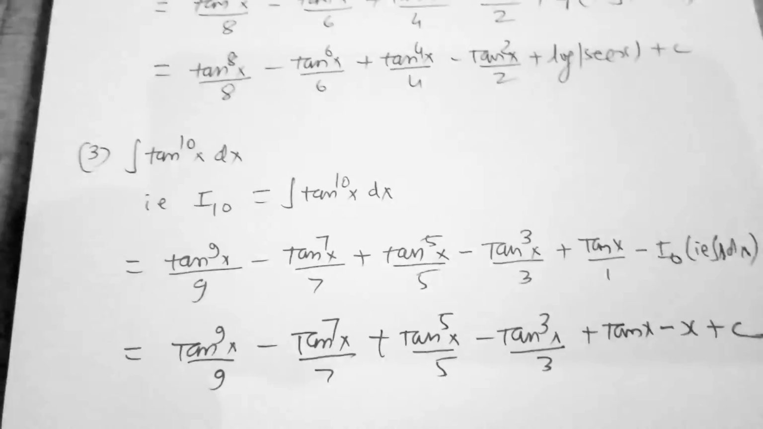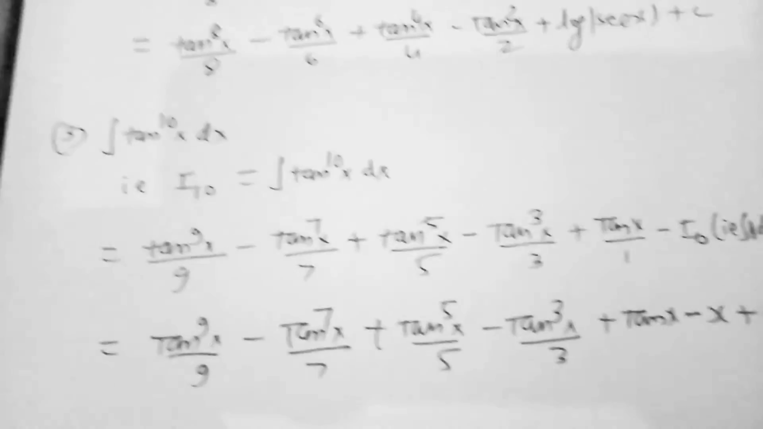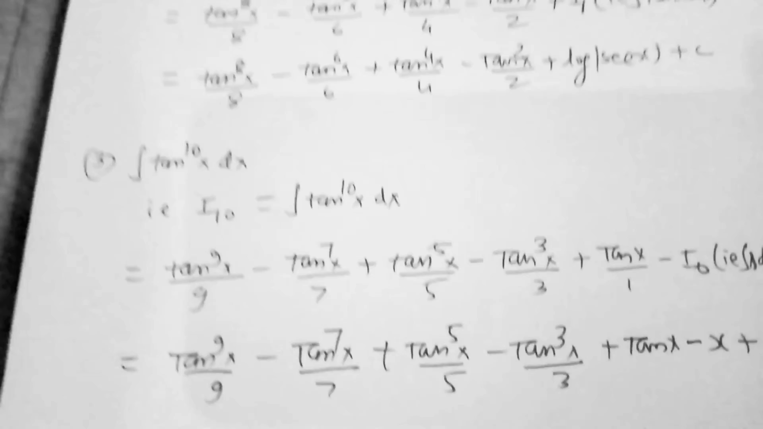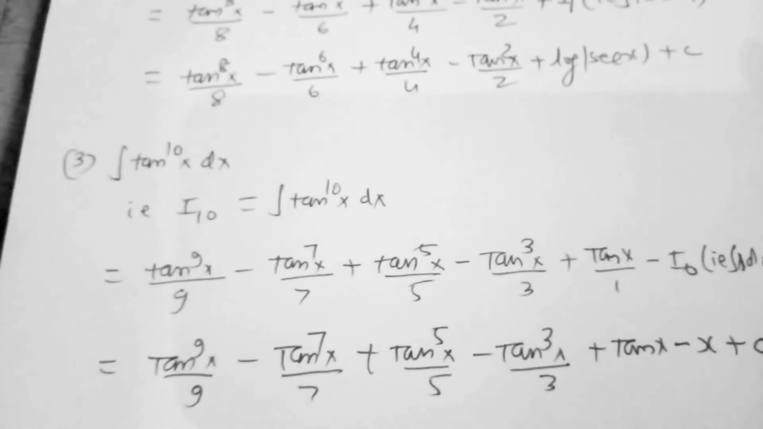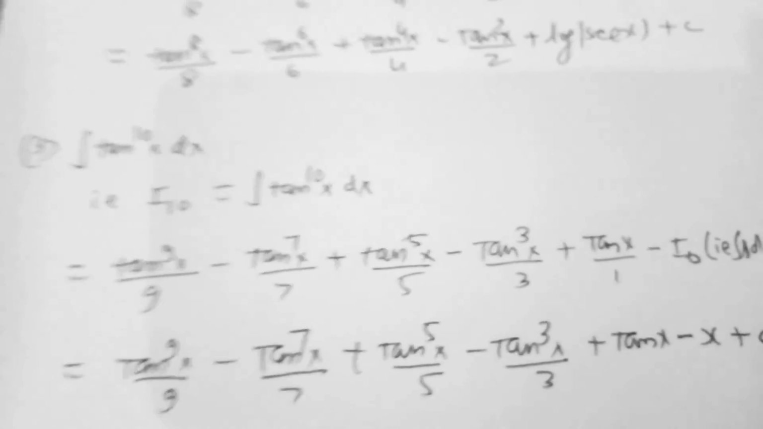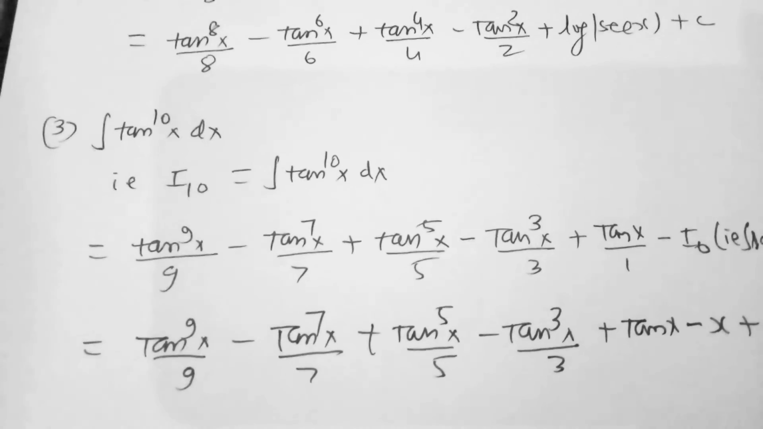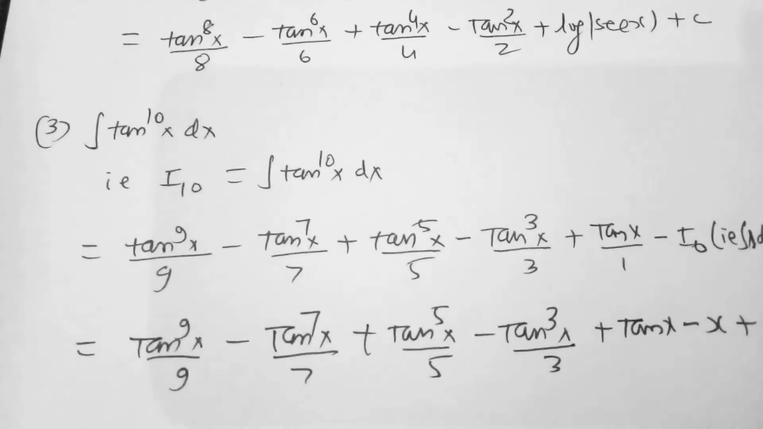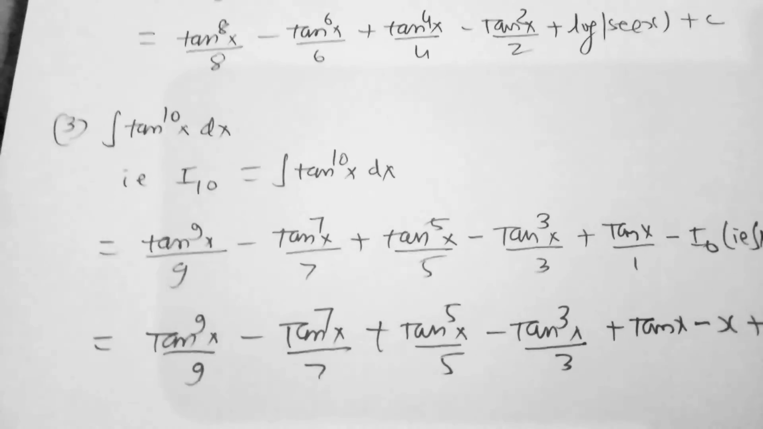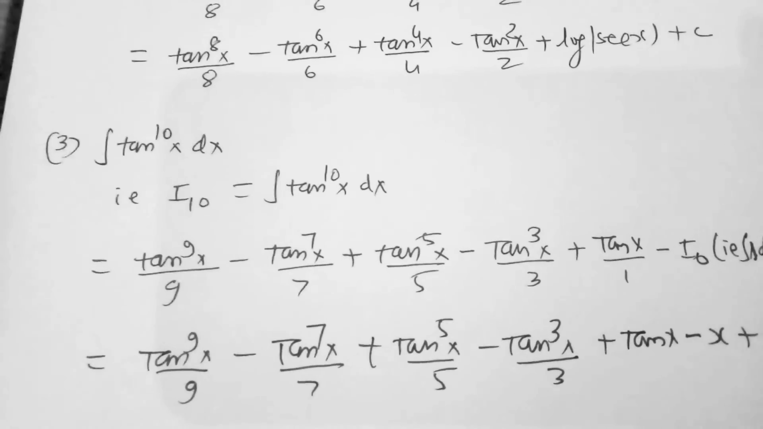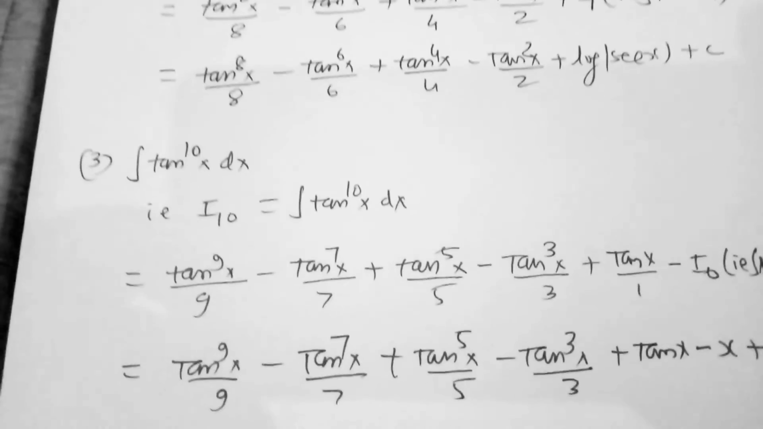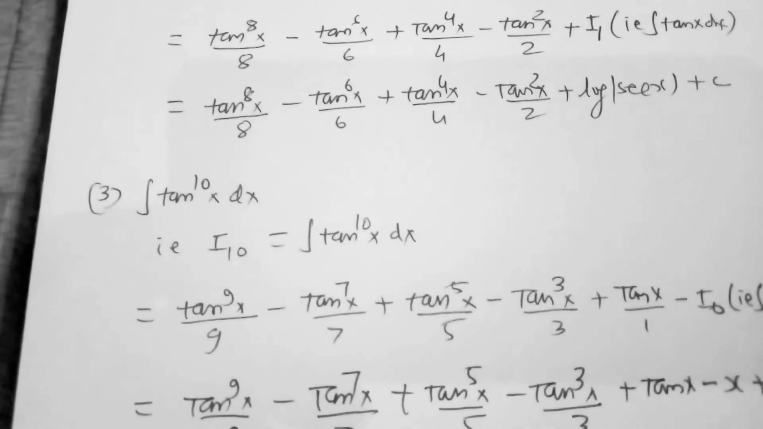We can generate the pattern over here also. Whenever the power of tan is even, then the last term will be x, and whenever the power of tan is odd, then the last term will be log of sec x. And that plus and minus sign depends: we will start with the plus sign, and plus minus goes alternately, right? So this is about the reduction formula of tan.